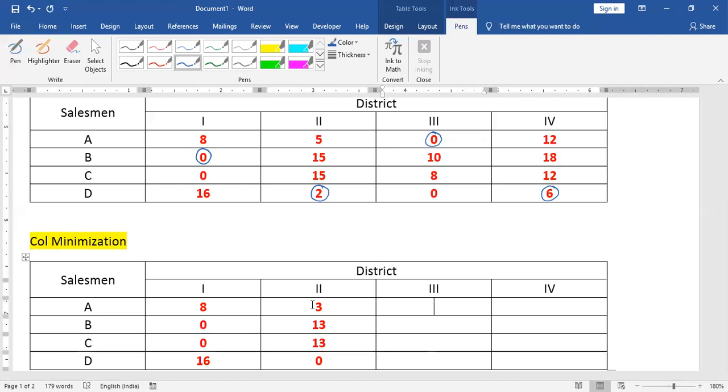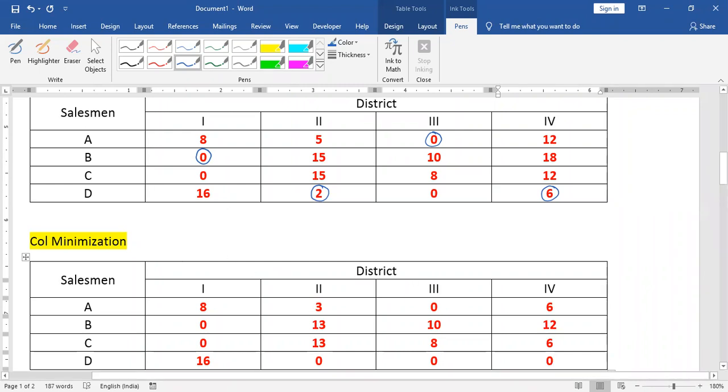In the third column, the minimum is 0, so the column will be as it is, 8 and 0. And in the last column, that is the fourth column, the minimum value is 6. So we will subtract 6 from the corresponding column. So 12 minus 6 is 6, 18 minus 6 is 12, 12 minus 6 is 6, and 6 minus 6 is 0. This is column minimization.